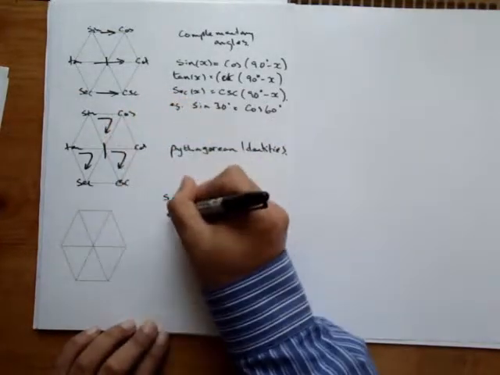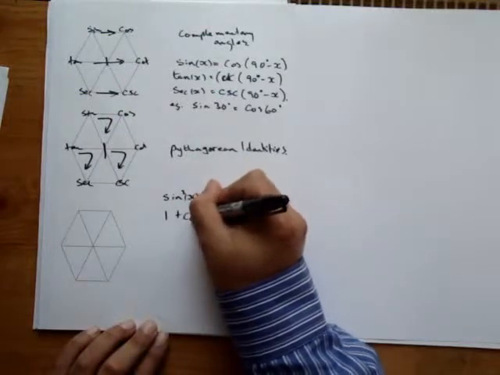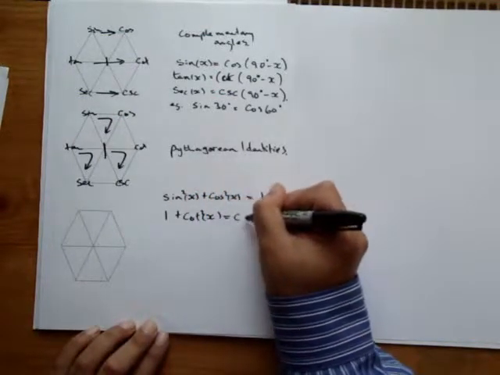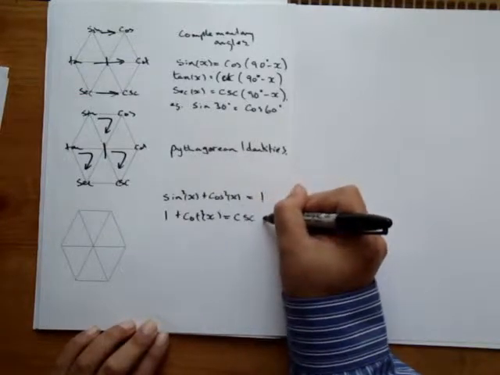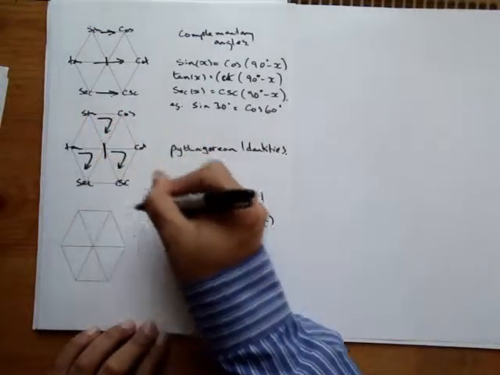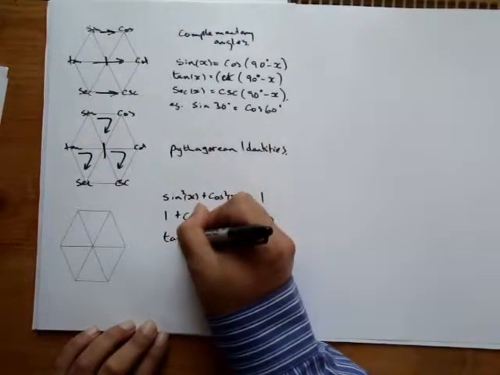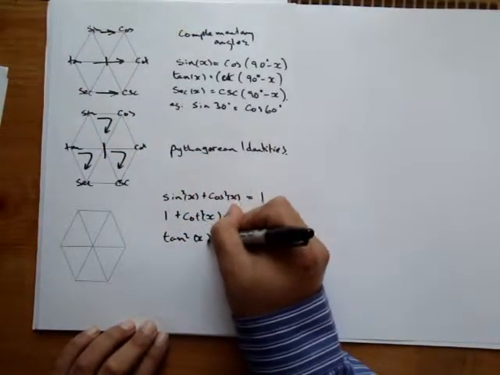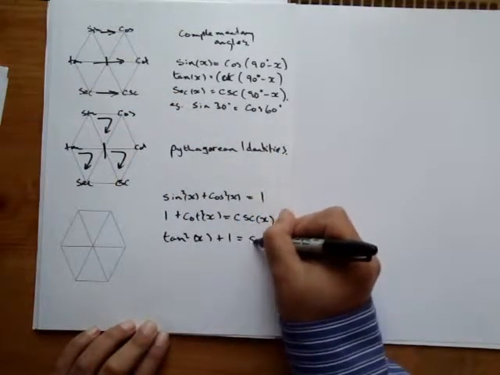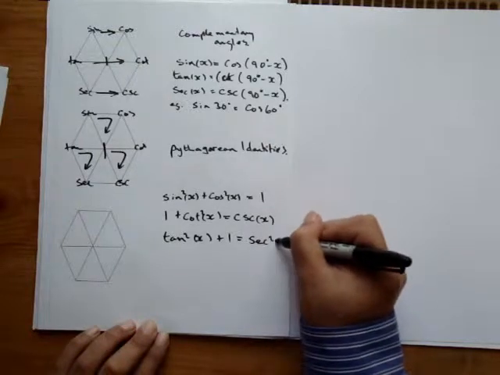Going around here, 1 plus cotangent squared x equals cosec squared x. And then finally here, tan squared x plus the 1 equals sec squared x.